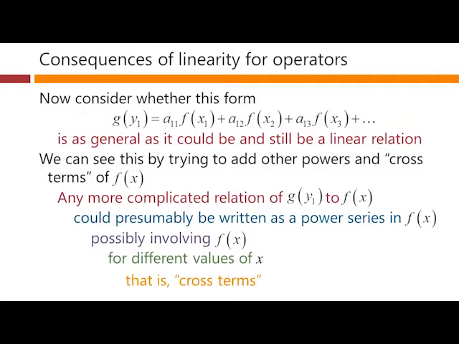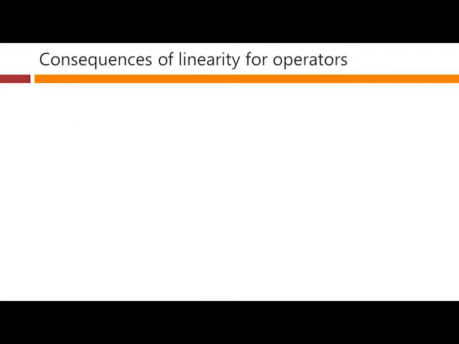That is, cross terms. Somewhere in this power series, we might have f of x1 times f of x2, for example. That would be the most general relation we could imagine between g of y1 and all of the possible values of f of x, would be all of these power series, including all these cross terms.